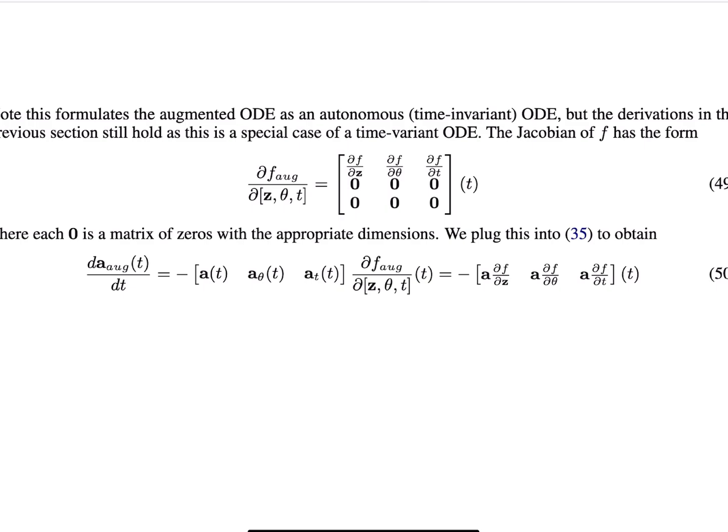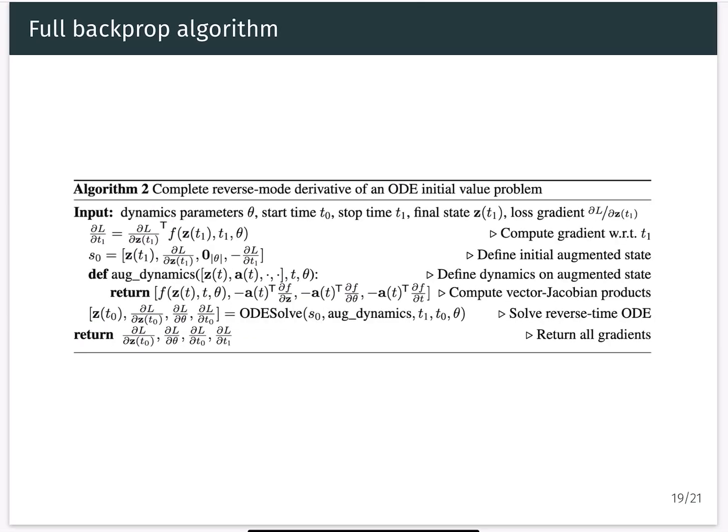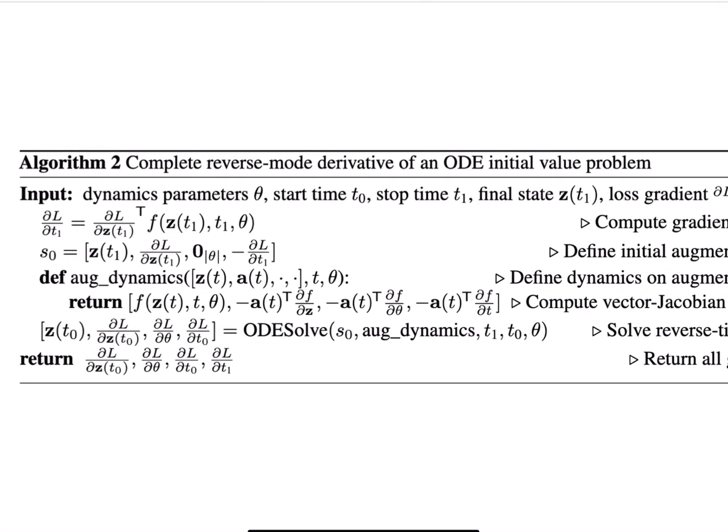So now that we have this augmented ODE, the Jacobian of this is basically this. And we can plug this into the previous equation we used to compute it, and we can see that the derivative of this augmented adjoint is equal to this. And this allows us to compute basically dL/d theta.